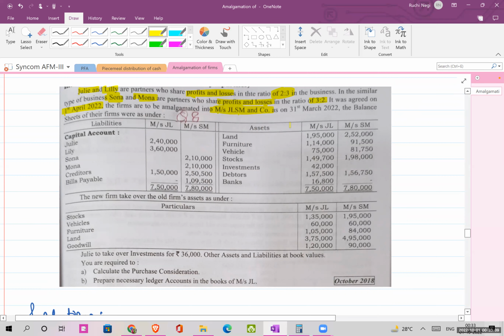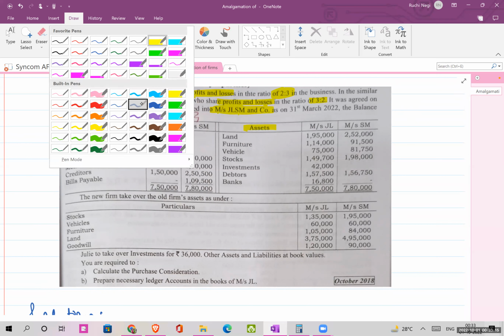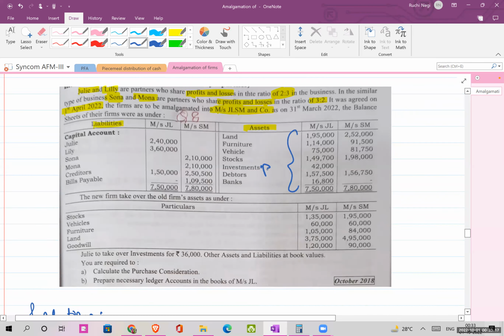यह आपको assets दिया हुआ है, यह आपको liabilities दिया हुआ है. ठीक है. तो ये सारी की सारी book values हैं. इन सबको बोलते हैं book value. और ये जो नीचे दिया है ना, the new firm takes over old firms' assets as under. So यह बोला है ना take over.